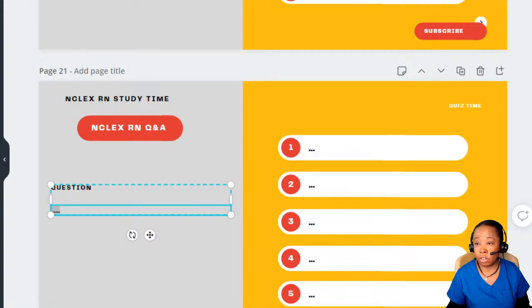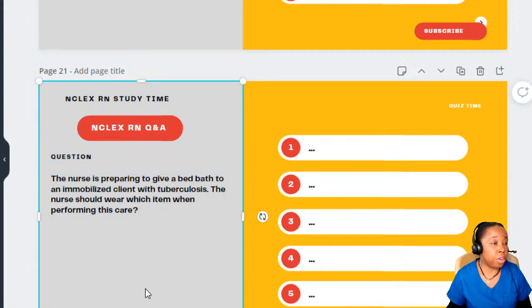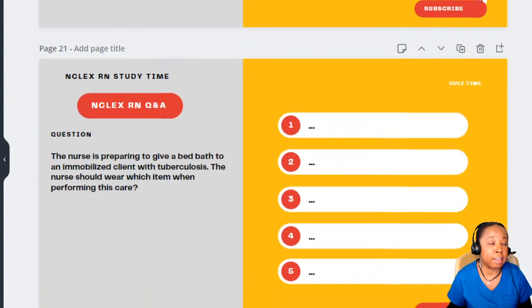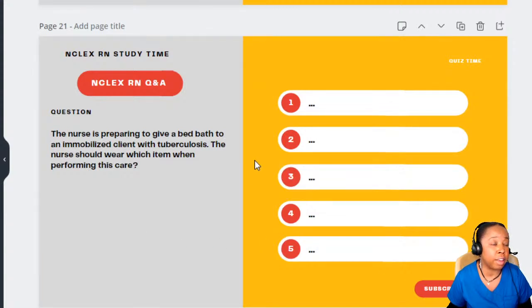Okay, here's the next one. The nurse is preparing to give a bed bath to an immobilized client with TB, with tuberculosis. The nurse should wear which item when performing this care? What kind of equipment do you guys think the nurse should wear when taking care of a TB patient?